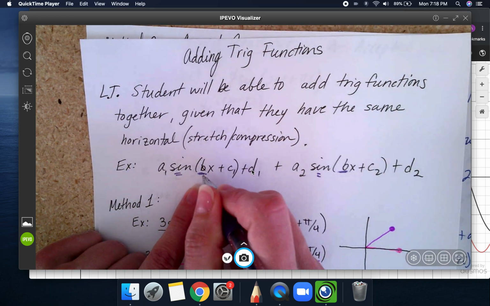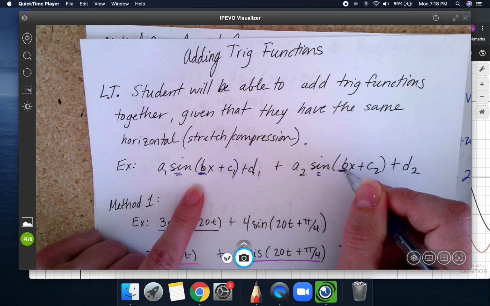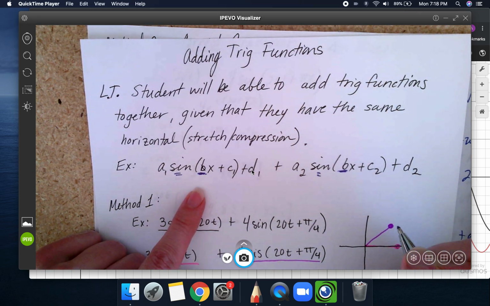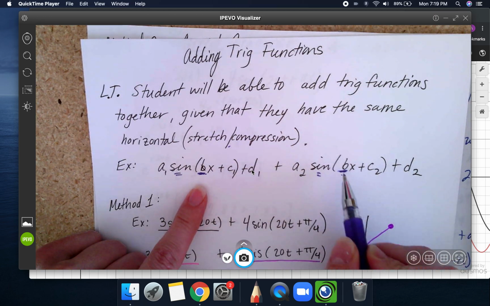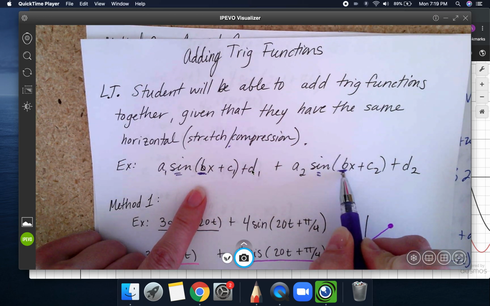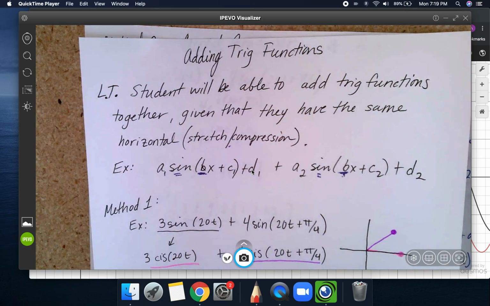The other thing that will always be the same, and they say really clearly in the syllabus, is that this horizontal stretch compression, this B value, is always going to be the same. So that's important when we're doing these questions.